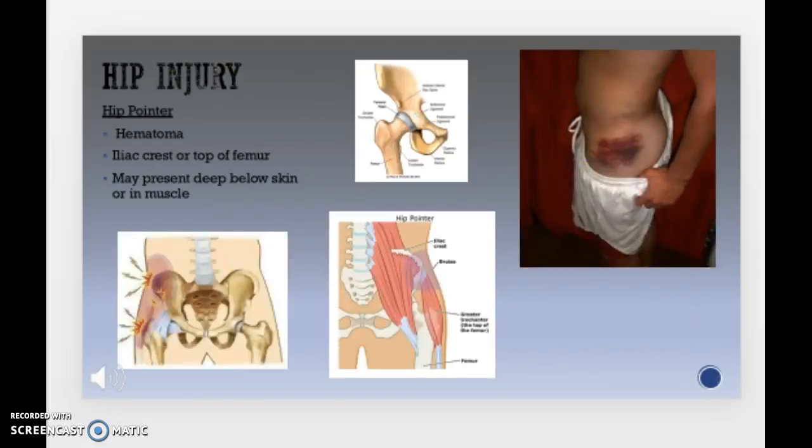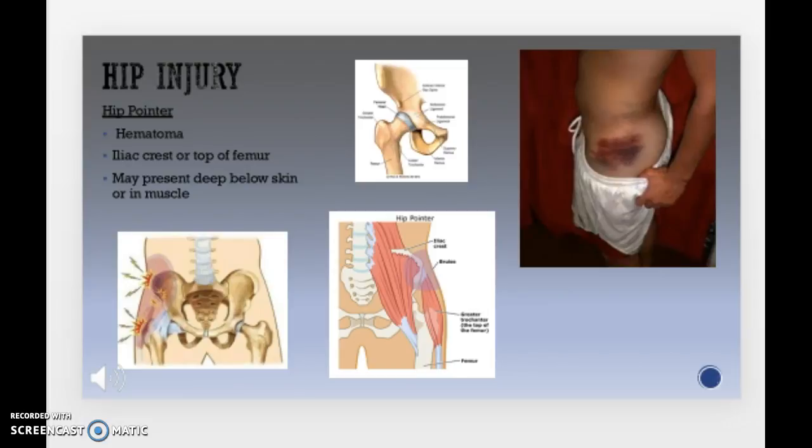Up next, we have hip injuries. So even though it may seem simple, the most common hockey injury to the hip is a hip pointer. Now, this is just another way of saying a severe bruise or even a hematoma to the hip. It's not always seen. Sometimes they are deep in the muscle, but as you can see in this photo, sometimes they are apparent and very painful.